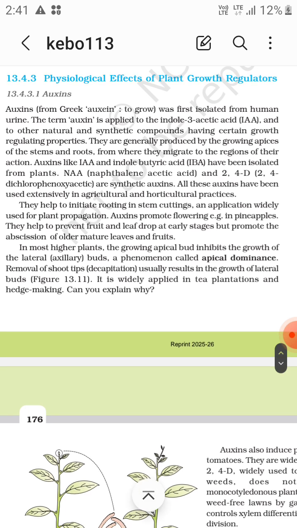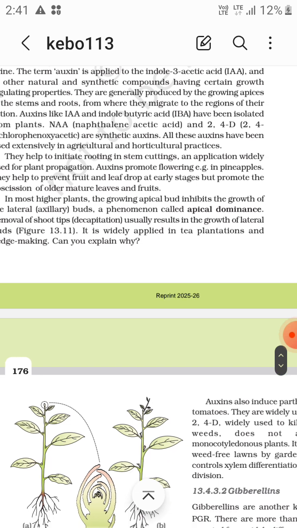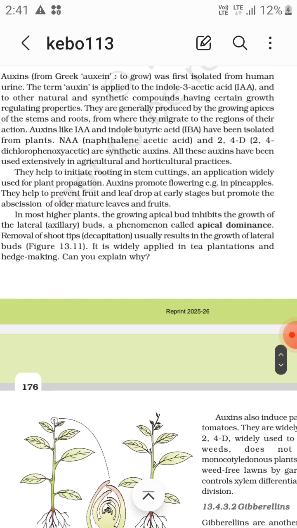Now in most higher plants, the growing apical bud inhibits the growth of the lateral bud, that is the axillary bud. This phenomenon is called apical dominance. Now removal of shoot tips, that is decapitation, usually results in the growth of lateral buds. Now it is widely applied in tea plantations and hedge making. Can you explain why? For the same reason.